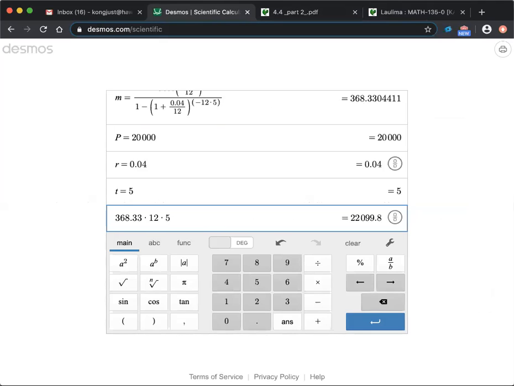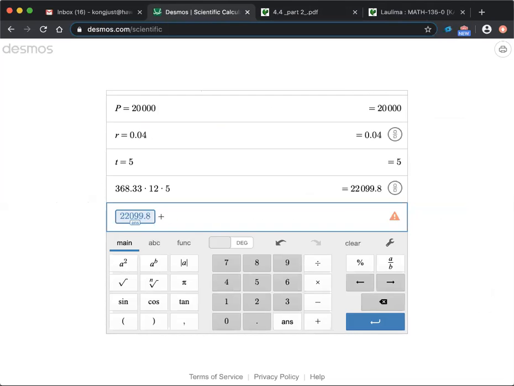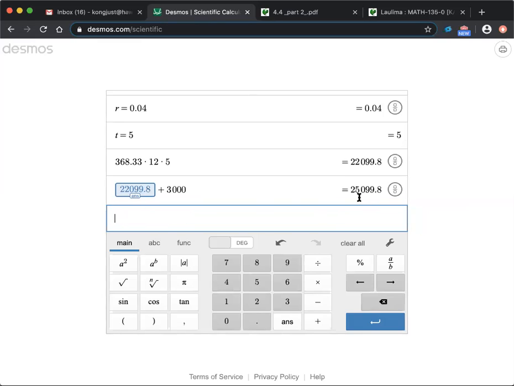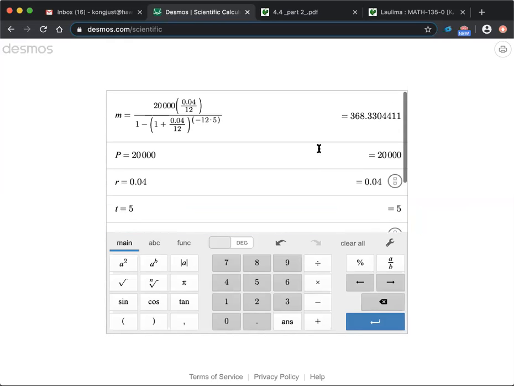So altogether, he pays $22,099.80. And then you have to also tack on the amount he paid at the very beginning. He paid the $3,000 up front. So in the end, he pays $25,099. And this is to buy a car that costs $23,000.